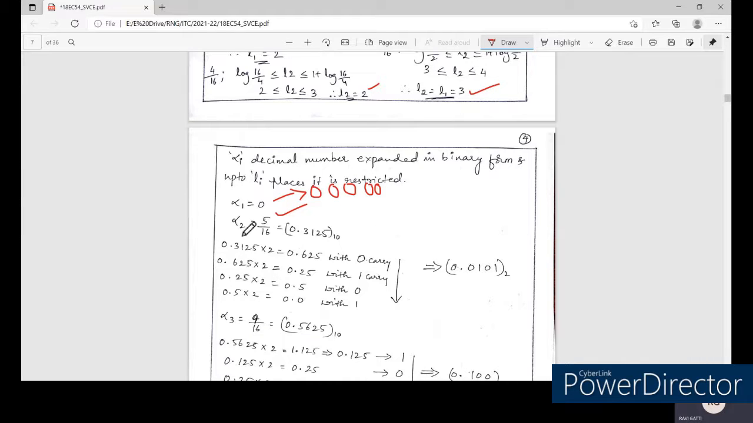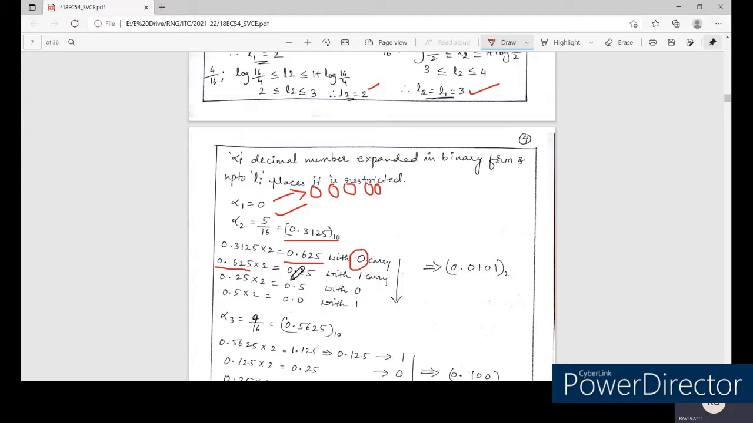The second one, alpha 2, is 5 by 16. If I write it in decimal notation, we will be getting 0.3125. Now I am doing the multiplication. I take this 0.312 multiplied by 2. When you do that, you get 0.621. Since you did not get any carry, the carry is equal to 0. I have written that. Next, I take this number and multiply it by 2.